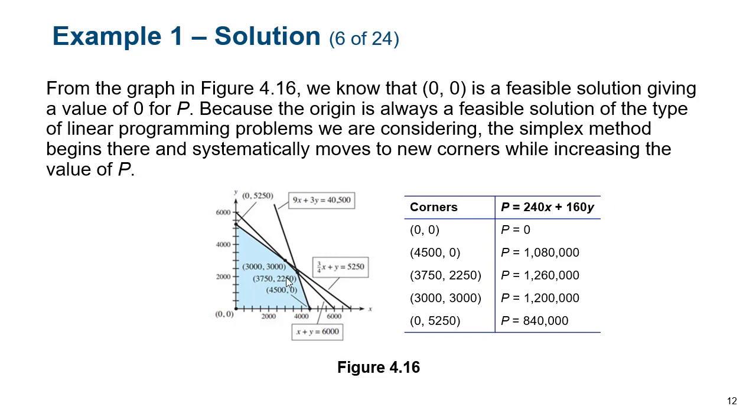Now, since we've already found these, we can see that our maximum profit here, 1.26 million, happens at this corner of 3750 and 2250, telling us that we have 3,750 acres of X, remember being corn, and then 2,250 acres of soybeans. And you'll see that that actually adds up to exactly 6,000. So we do end up using all of our acreage.